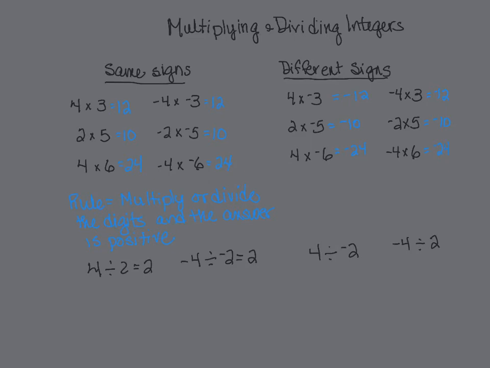If I divide 4 by negative 2, my answer is going to be negative 2. If I divide negative 4 by 2, it's going to be negative 2. Okay, so the rule here is that you multiply or divide, and you're writing this all down as I am. You multiply or divide, and the answer is always negative.